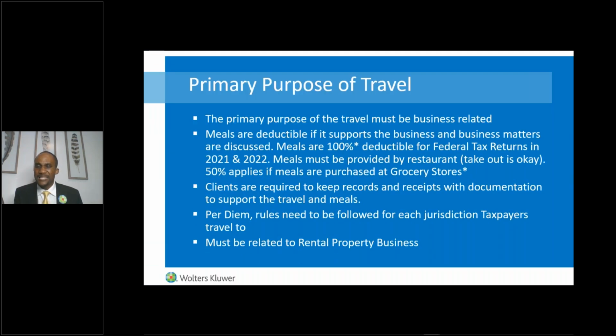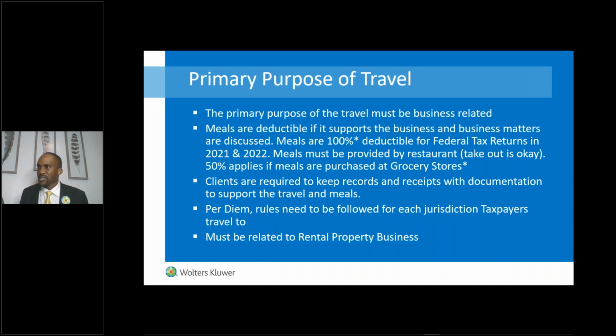So I've got a couple of things. There has to be some intent, and the primary purpose of travel must be business related, right? Meals can be deductible, right? So if the client is going to Home Depot to get some flooring, maybe they have to redo some flooring, or get some toilets. I keep saying toilet. Let me stop, because I just replaced my toilet. So let's say the client has to get some things from the hardware store, and they stop and get a bite to eat. They pick up something on the way there. That's deductible, right? Meals are deductible if it supports the business and business matters are discussed.